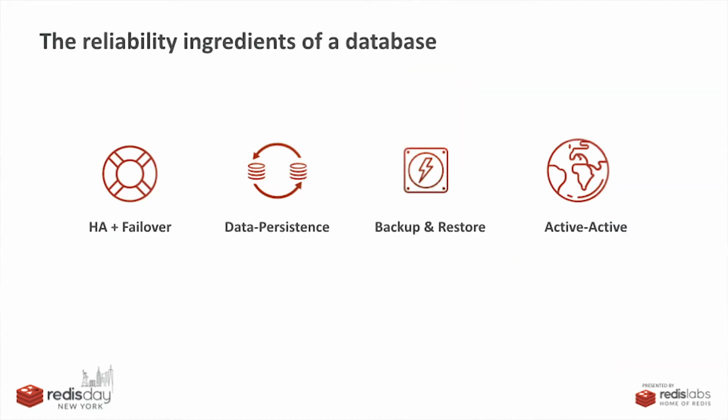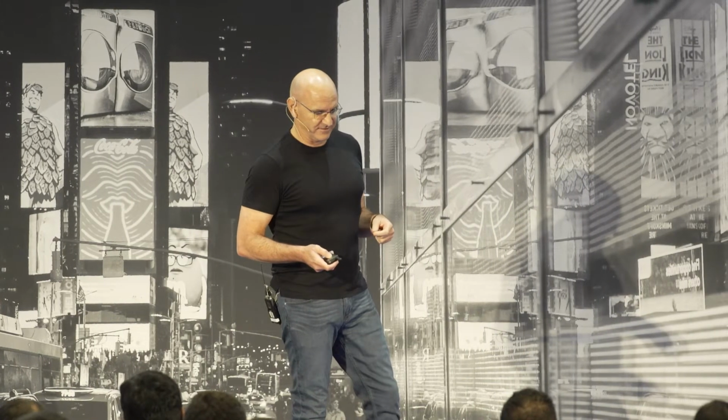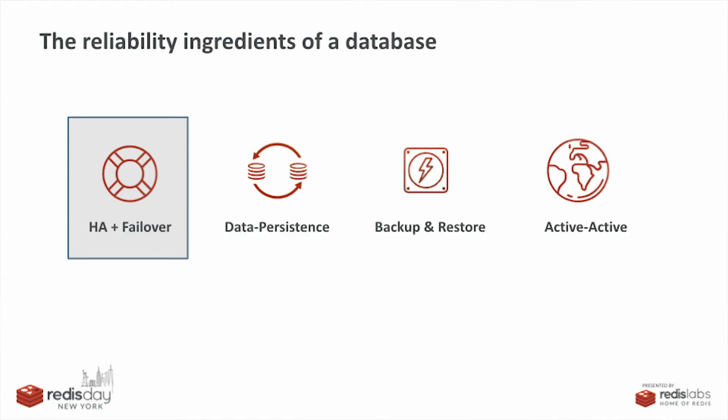Now let me share with you a few tricks that we did. But before that, let's go over the basic ingredients of a reliable database. You need to have HA and failover, preferably fast failover, data persistence, backup, and hopefully active-active, and disaster recovery capabilities. I won't cover everything, but I will cover a few important ones.